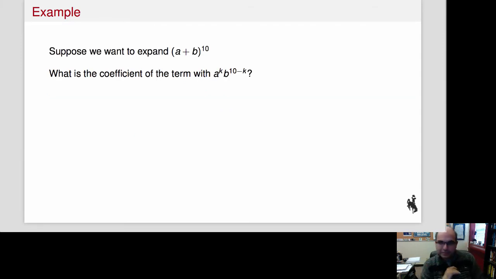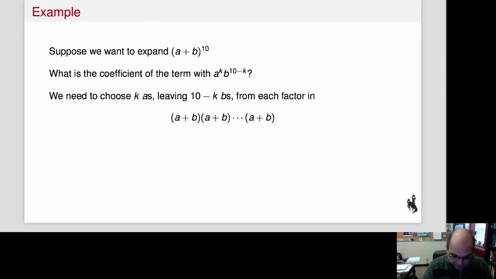All right, so let's end with this example. I have a plus b, and I'm going to raise it to the 10th power. And so the question is, what is the coefficient of the term that has a to the k, b to the 10 minus k, right? And what we're doing is we have a plus b times a plus b, right? And this is 10 times, okay?